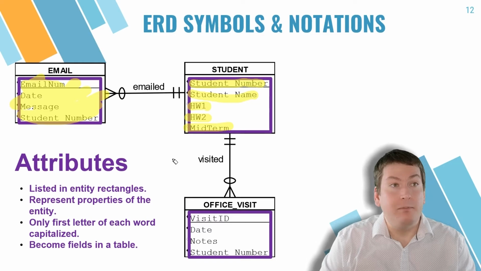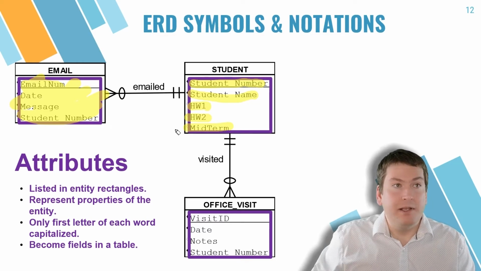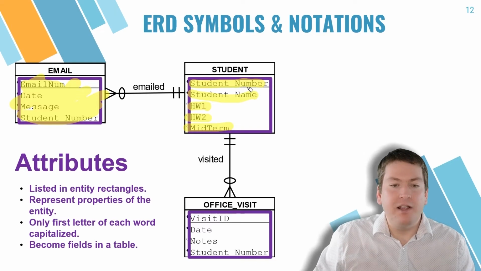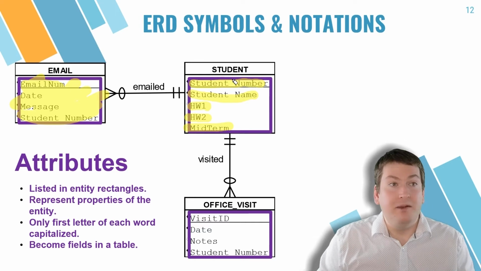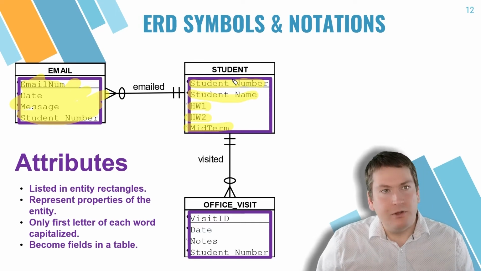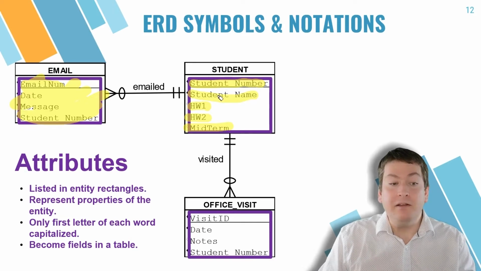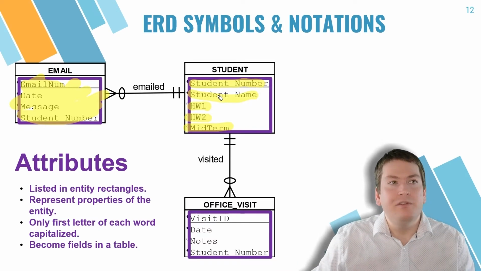You'll notice with the capitalization here that the beginning of each word is capitalized. We are allowed to have spaces, but that might not always be the best idea depending on the database management system you're using. We'll talk about that a little more when we actually get to implementing databases. Once again, these attributes will become the fields in our database, and they describe the properties of each one of the tables, each one of the entities.